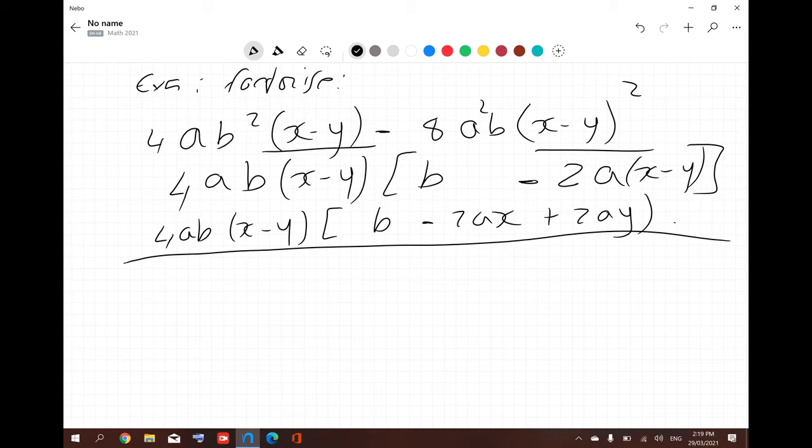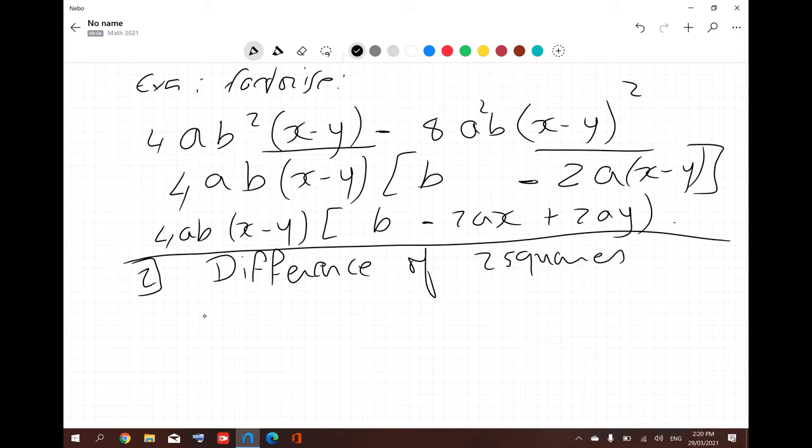Second method of factorization, number 2, is the difference of 2 squares. So it's not an example, it's in this form, x squared minus a squared, and the way we factorize, I'll take the square root of the first term, which is x, the square root of the second term, which is a. Once I'll add them, and once I subtract them.